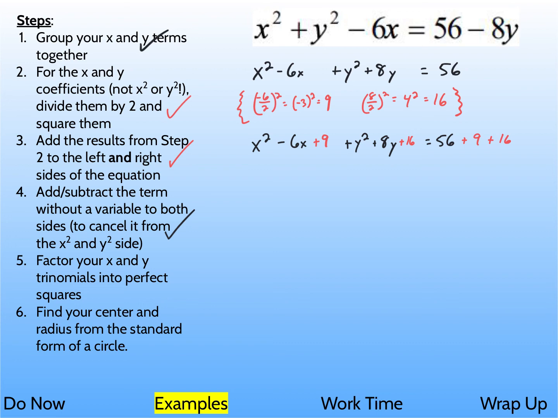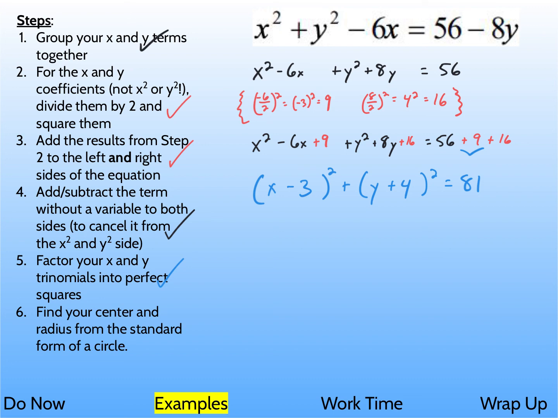So what we need to do now is factor these. So we're going to end up with an x squared term plus a y squared term. And remember, for that, what we want to do is literally just use this number. So negative 3 here, positive 4 here. So x minus 3 squared, y plus 4 squared equals, add all these up, we get 81.